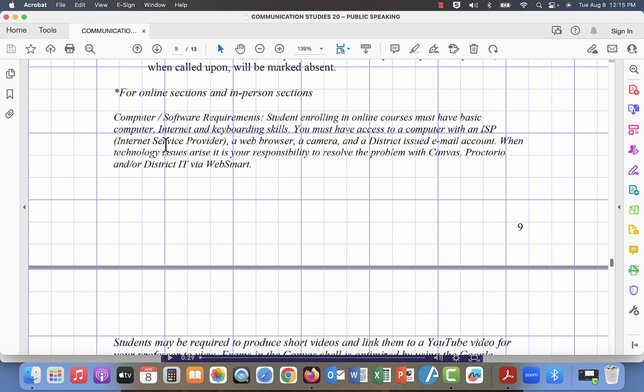Obviously with an online course, you must have a basic computer, internet, and some keyboarding skills, and you must have access to a computer with an ISP (internet service provider), a web browser, camera, and district-issued email. A point I have to stress is that if you have technical issues, I am not the person to talk to. If you've got issues with your school email, contact our district IT. If you have issues with Proctorio, you contact Proctorio directly.